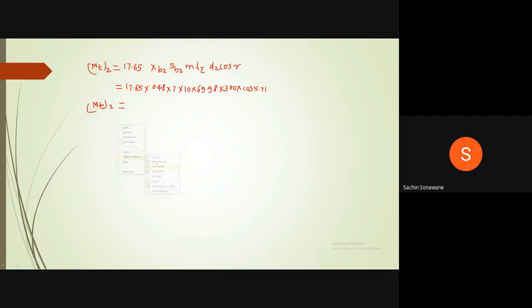How much? 12.38. Yes, 12.38 into 10 raised to 6 Newton mm. Now you have to compare these two values, MT1 and MT2, and see which is less.